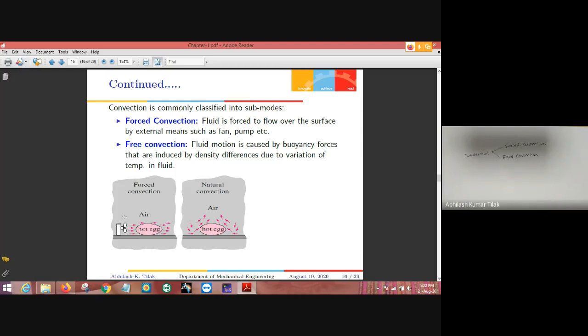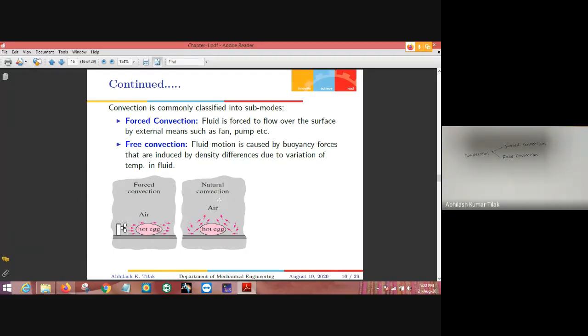Now, if you see here, we are placing a fan. That means we are placing some external means to blow the air, or the fluid, over the hot surface. While here it is being exposed to the surroundings and there is no external means. So when there is some external means, by fan or some pump, etc., blowing the air over the hot surface, then it is said to be forced convection. If it is not there, then we call it free convection.